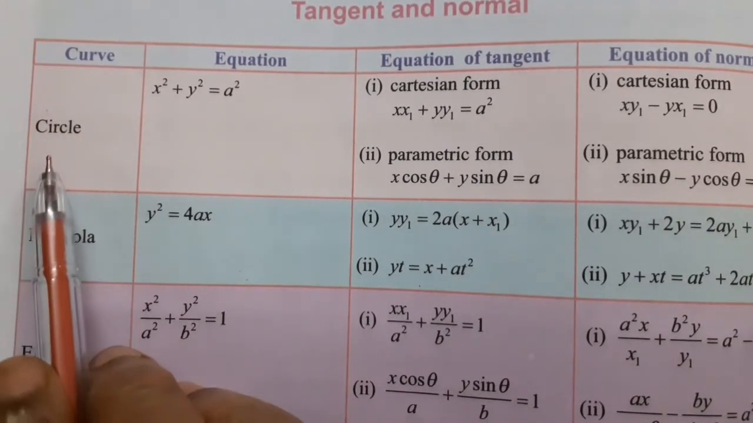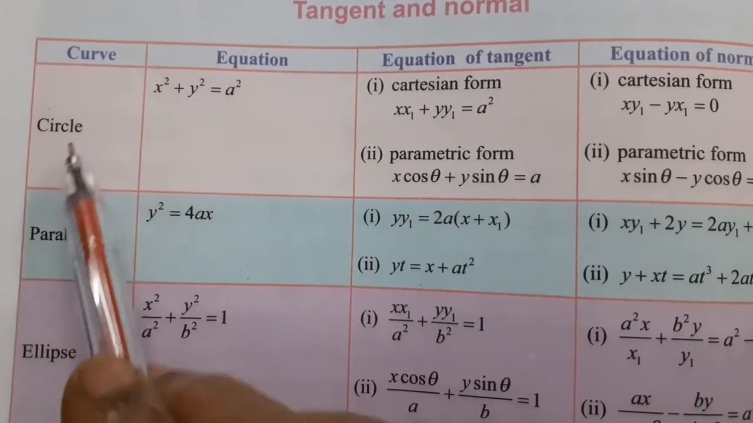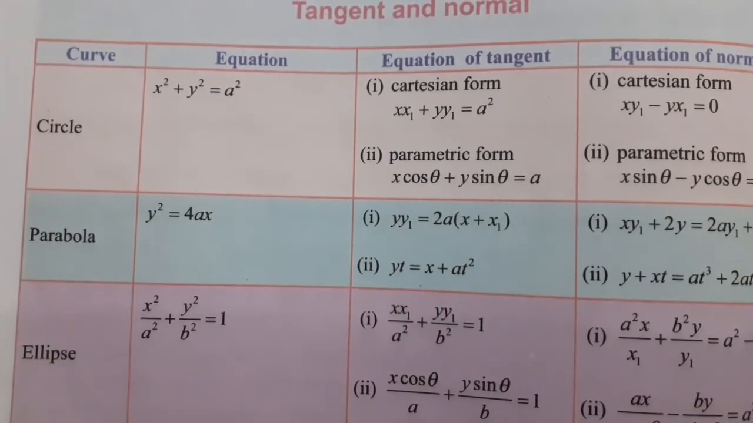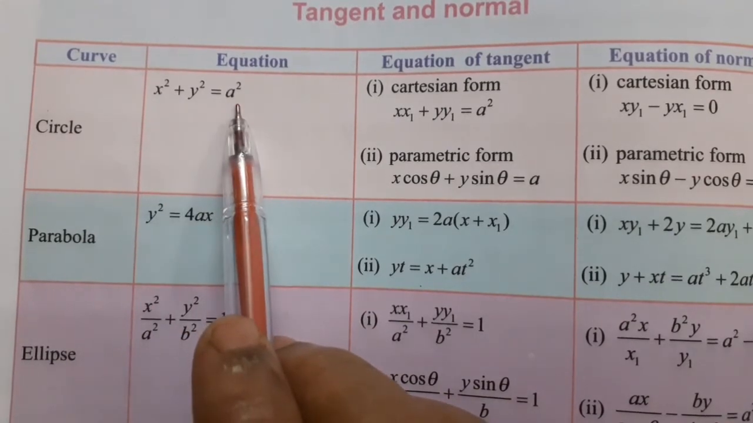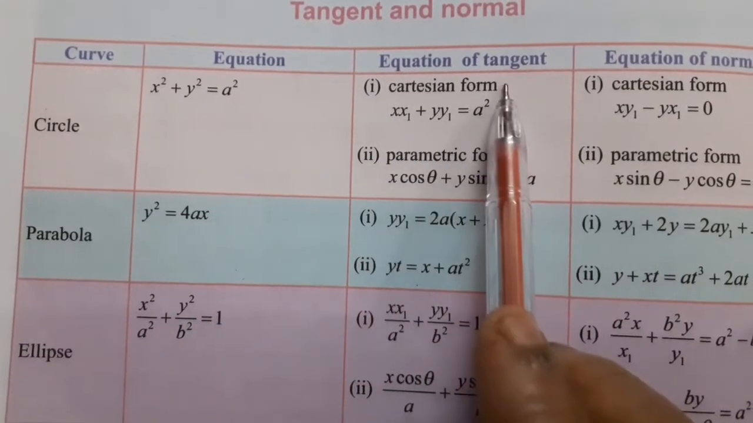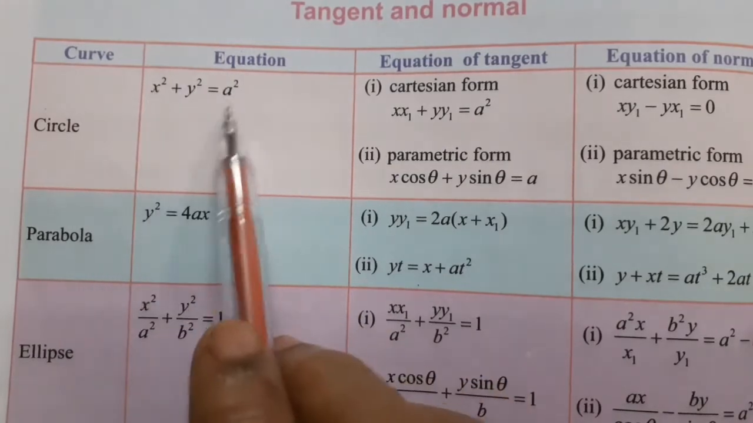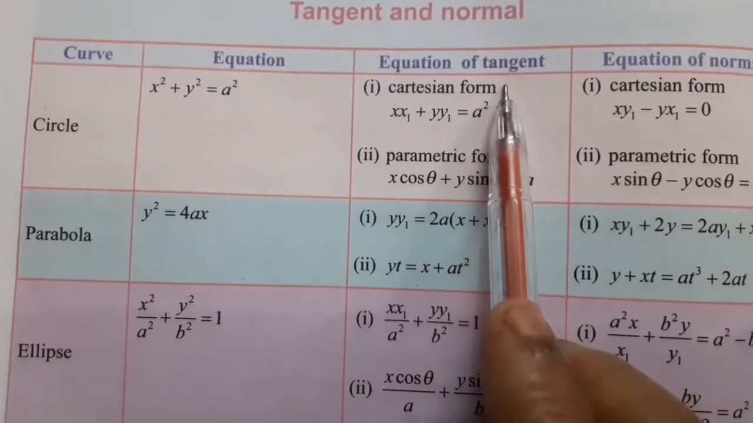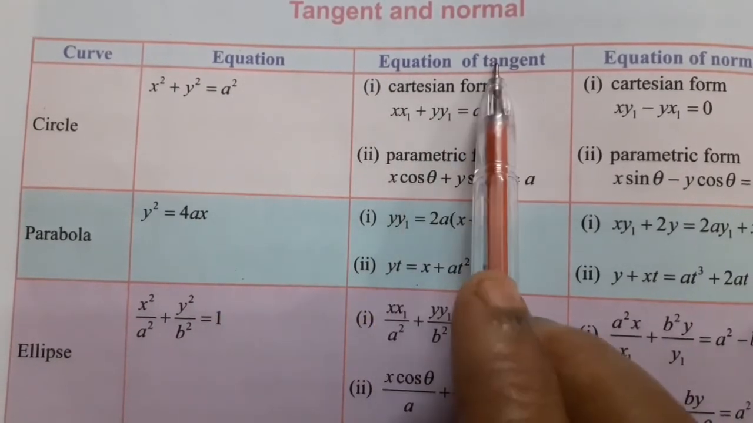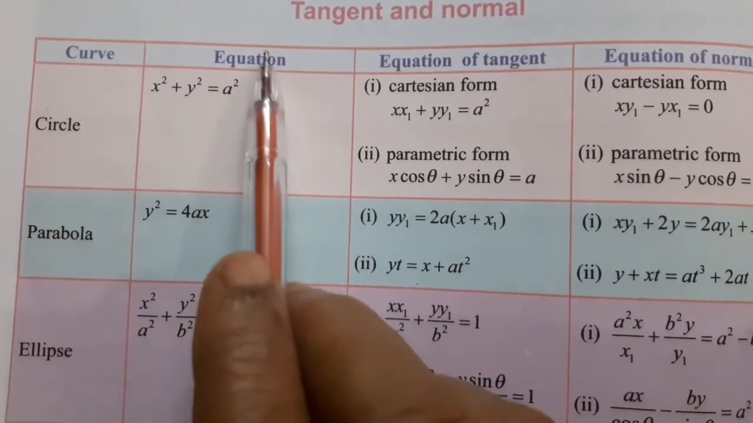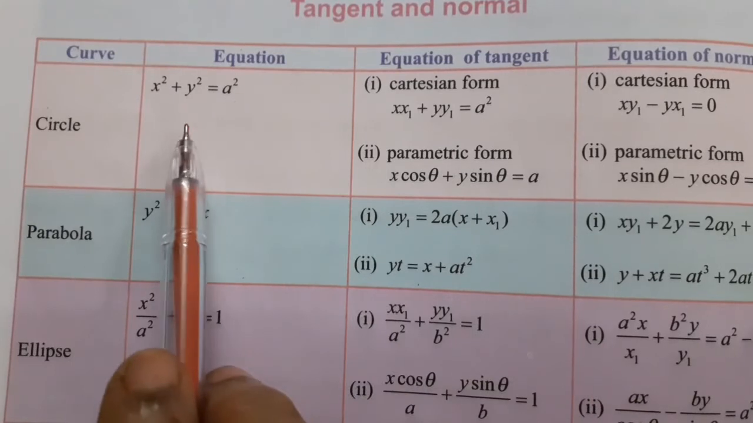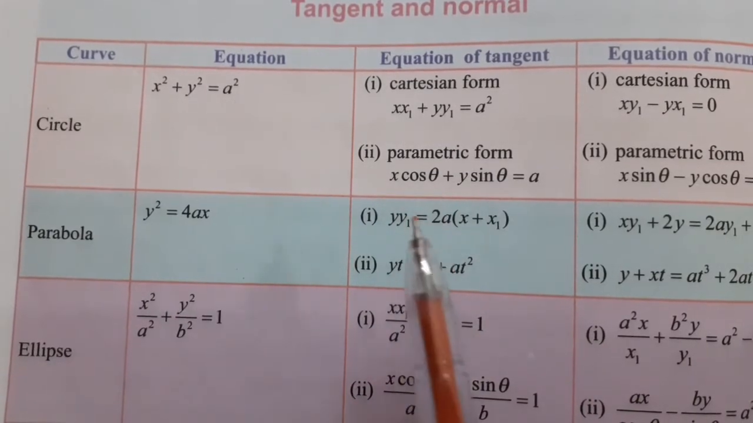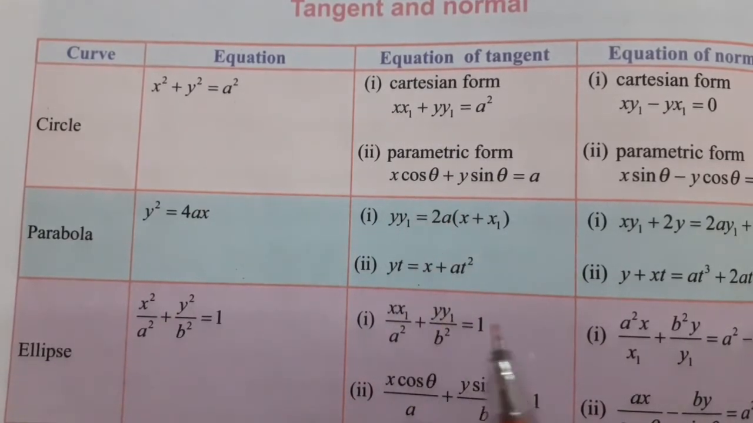So, what are the curves here? Circle, parabola, ellipse, hyperbola. Already, what is the equation of the circle? x square plus y square equal to a square, in Cartesian form. For the tangent to the circle, there is the Cartesian form and the parametric form. Parametric form is nothing but the angle, that is theta, using the theta value.